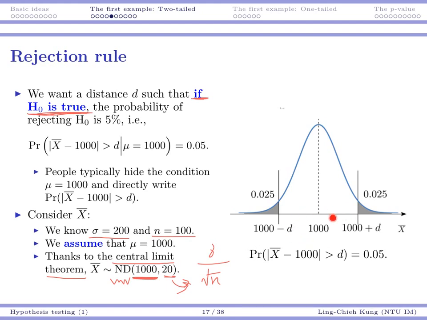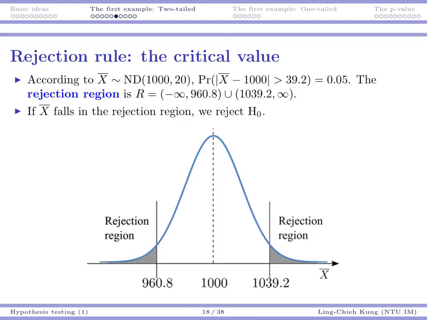The mean is 1000. We want to find d so that the two tail probability together is 5%. That means we want to find d so that for this normally distributed random variable, the left tail probability is 2.5%. Exactly something you know how to do with normal distribution. So according to the fact that x bar is normally distributed with mean 1000 and the standard deviation 20, we actually can calculate d. d must be 39.2. So given that, we will have the two-tail probability to be 5%. Now that's something we know how to do.